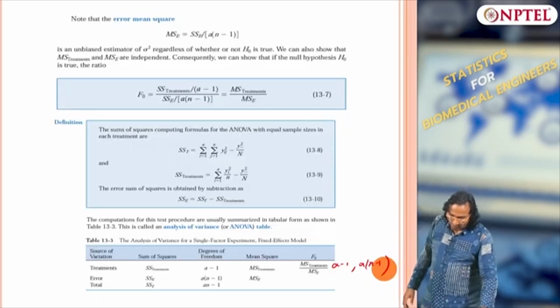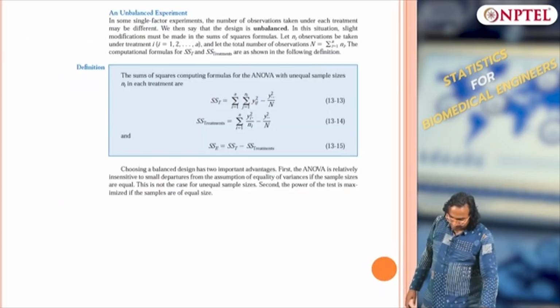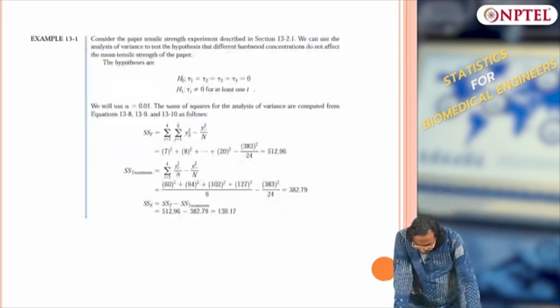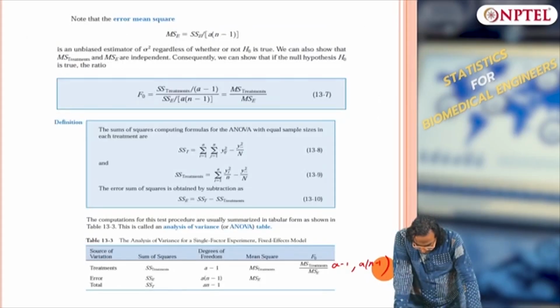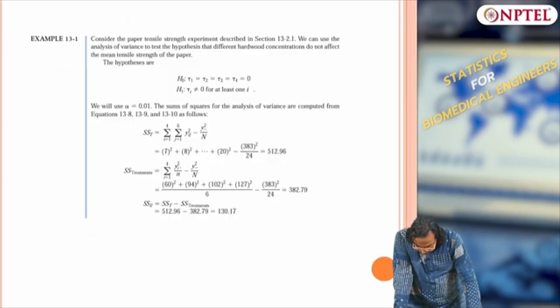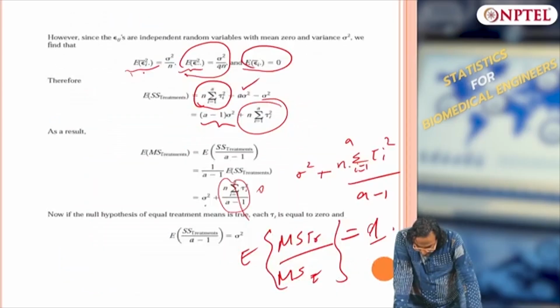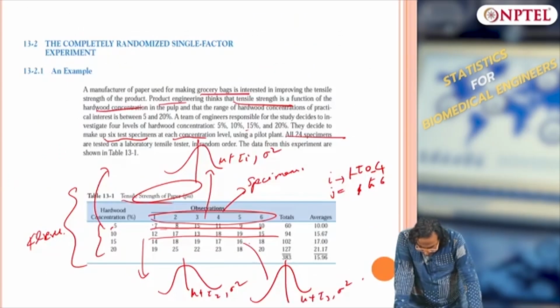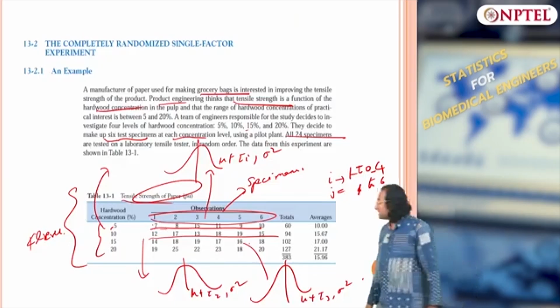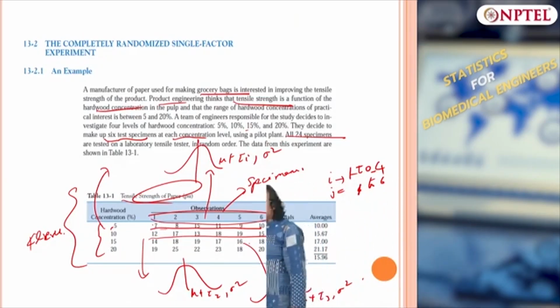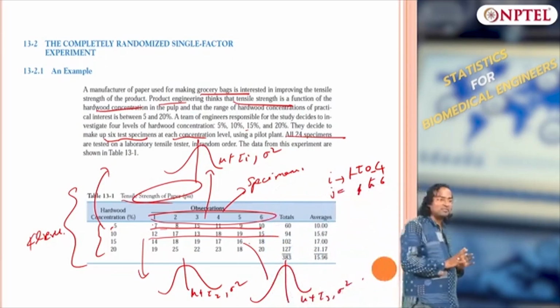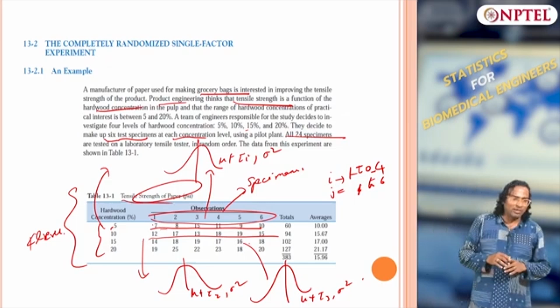So shall we solve a problem, because unless you solve a problem you may not be able to get it. So where is the data set? Go back to the simple test. So here is the simple example. I want you to start doing the ANOVA, start doing it, otherwise nothing will happen.